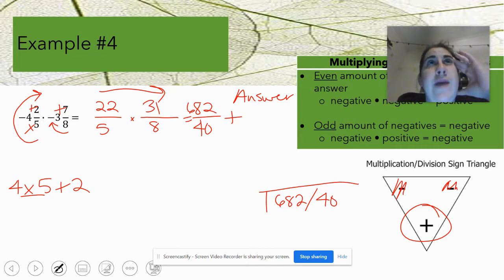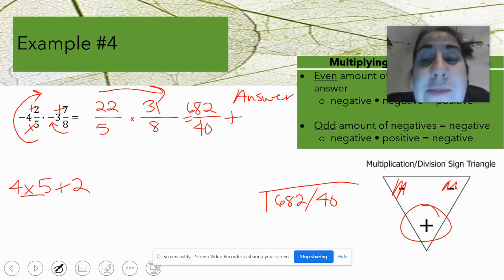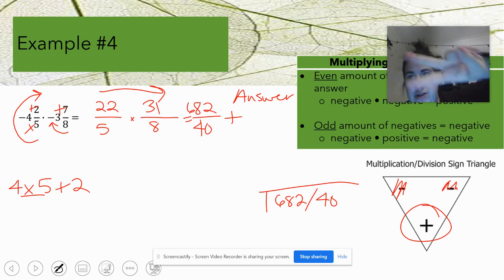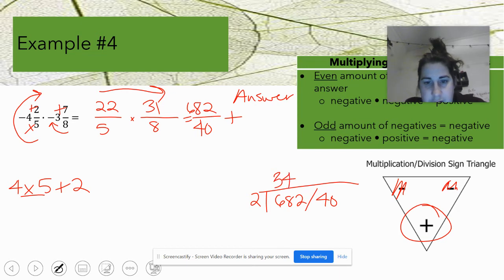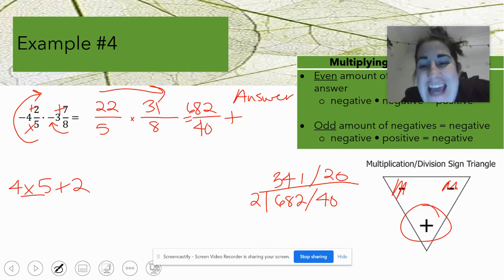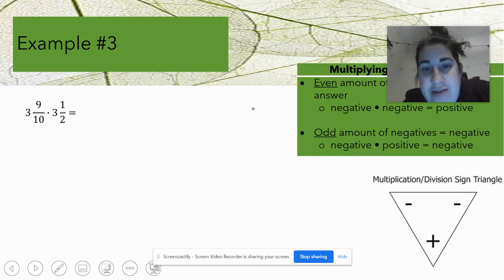What number can they both be divided by? I notice that 682 ends in an even number and 40 ends in an even number. So that means that they can both be divided by 2. They can be split. So 682, 6 and 2, that's 3, 4, 1. And then 2 goes into 40, 20 times. And it cannot go further. So that's going to be my final answer.